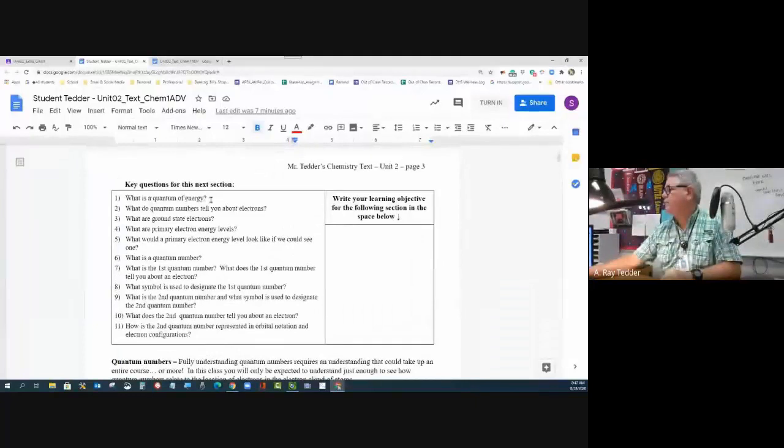What is a quantum of energy? Now, we don't really teach quantum numbers anymore, and I need to take some of these out. Unfortunately, it's already in here, but I'm going to tell you what a quantum of energy is, because that really is important for the way that we understand the structure of the atom, particularly the electron cloud.